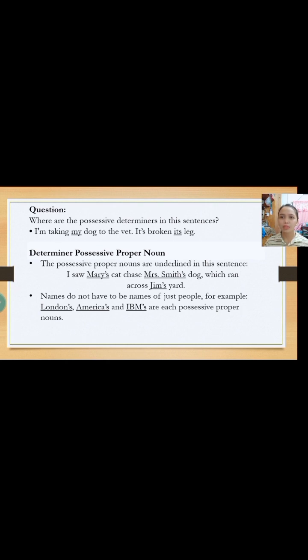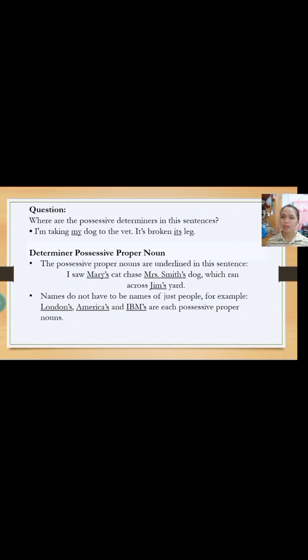So in these sentences, I'm taking my dog to the vet. It's broken its leg. The possessive pronoun determiners are my and its because in the first sentence, my dog, the possessive pronoun determiner comes first before the noun. Now for the second sentence, it's broken its leg. This is the same with the first sentence because the possessive pronoun determiner came first before the noun.